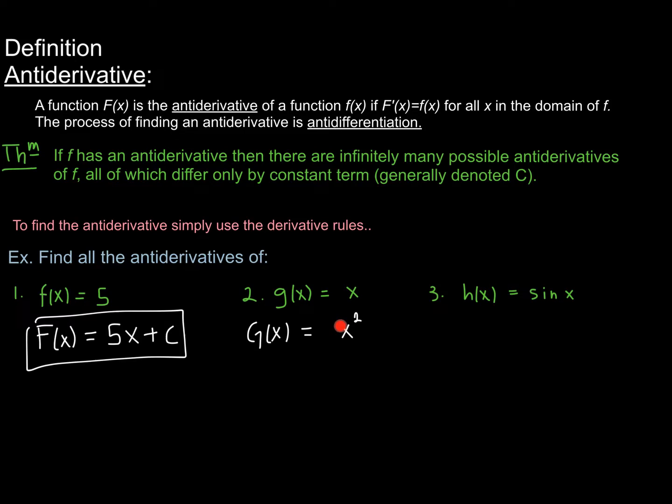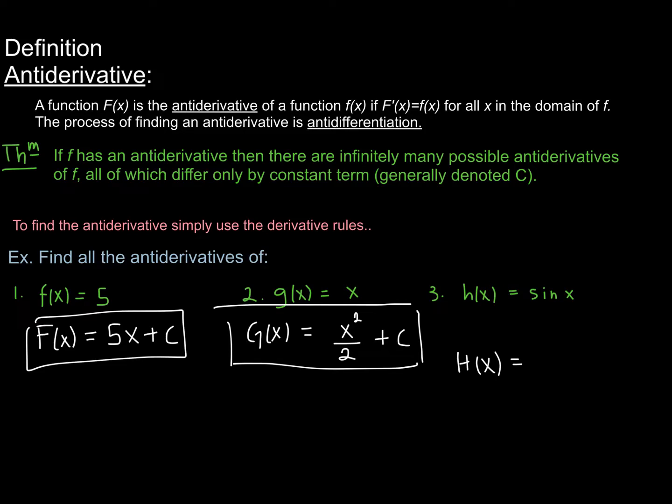However, if I took the derivative of this, I would get 2x. So I need to make sure that there's a coefficient that when I multiply by 2 just gives me 1. Well, that coefficient is going to be 1/2, or we could write x squared over 2. Now remember, I can have any constant, because when I take the derivative of that constant, I'm going to get 0. So I'll have x squared over 2 plus c.